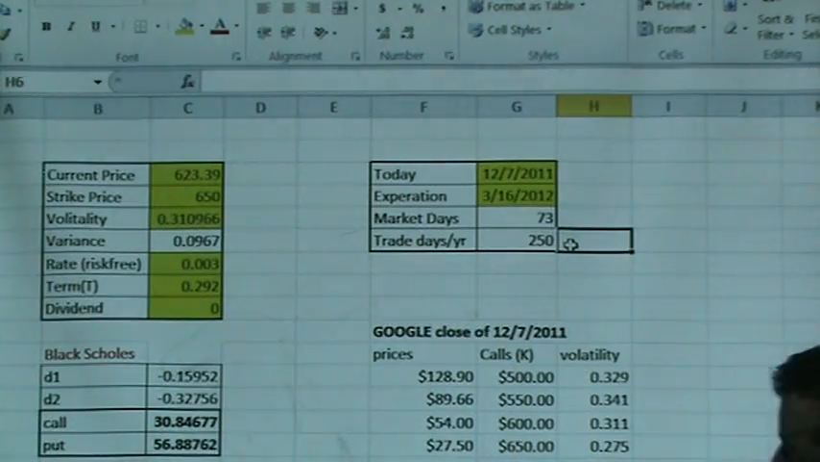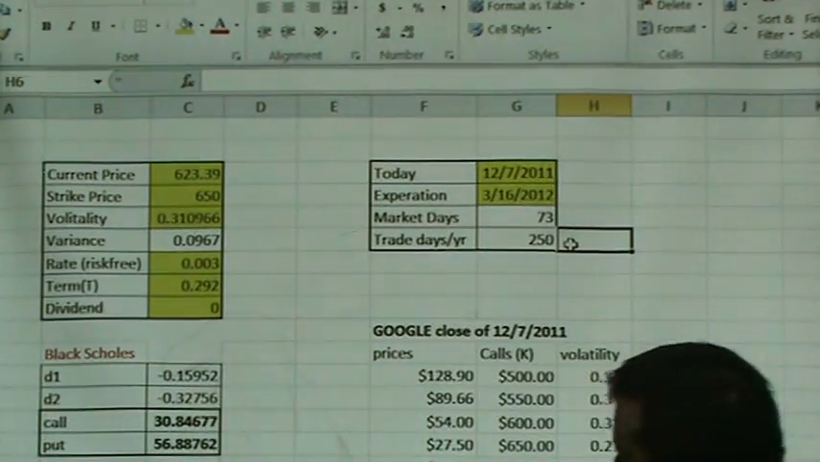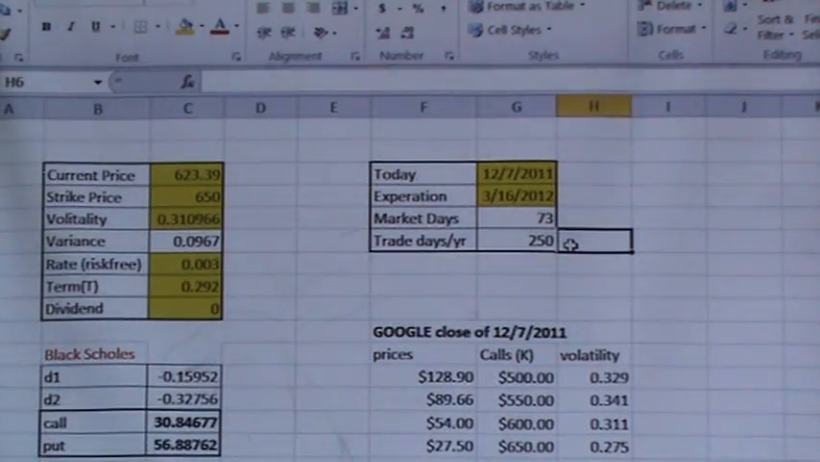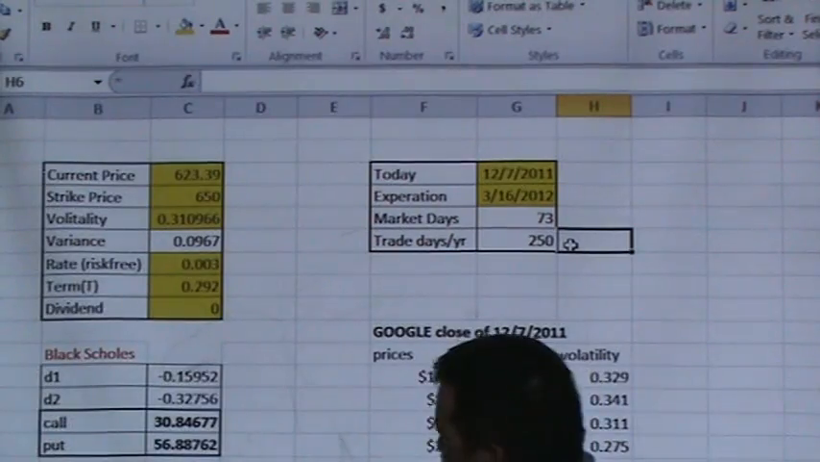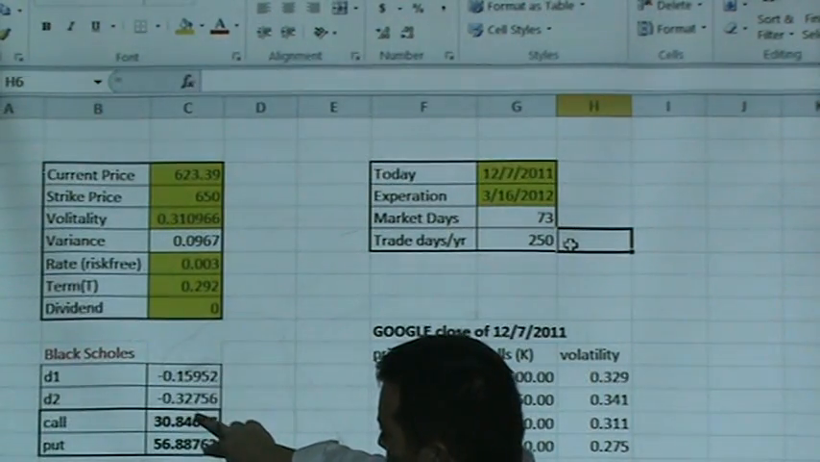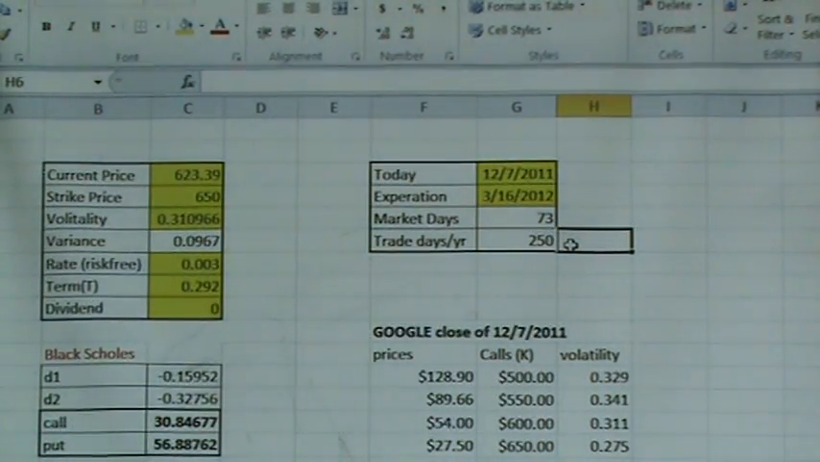And then we could also add in a dividend if we wanted to. But Google happens to be a stock with no dividend. So we put 0 for the dividend, and then we calculate D1 and D2, and then from that we can calculate the put and the call.